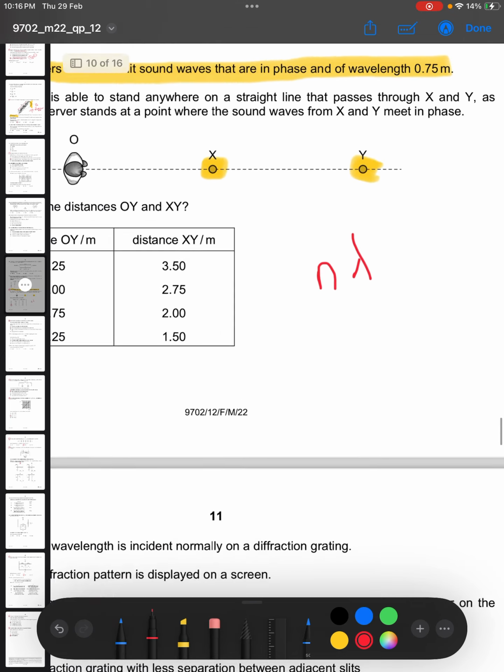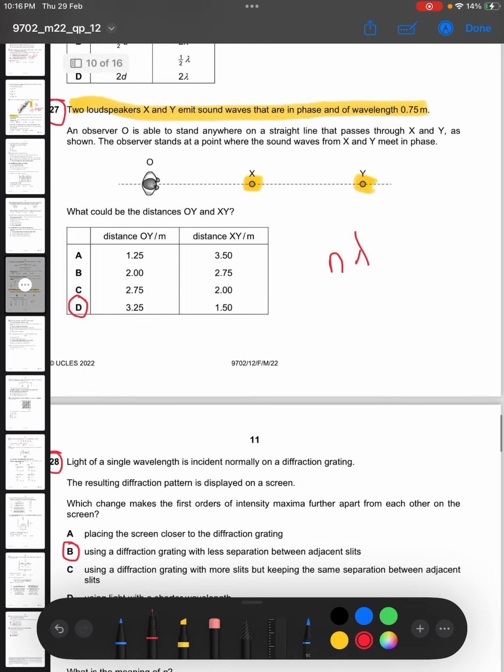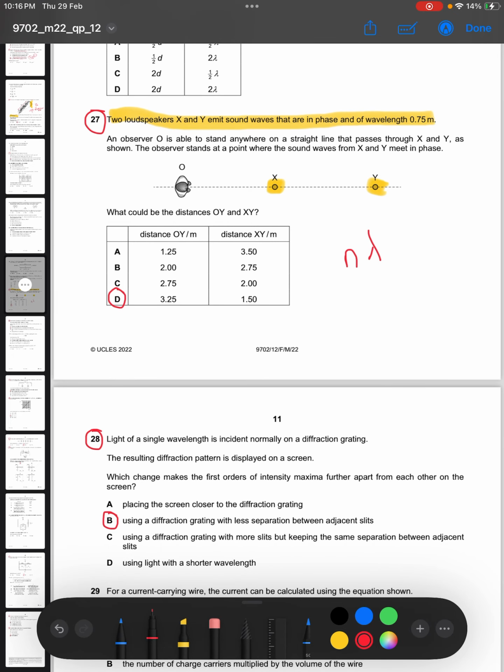Now we are given the wavelength. So the wavelength we are given as 0.75. So the path difference, what is path difference, by the way? Path difference is the difference between the path taken by the wave which leaves X to reach O and the one which leaves Y to reach O.